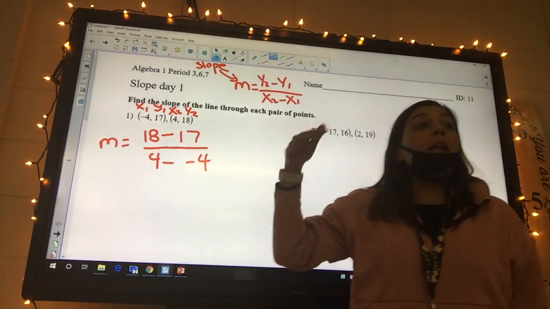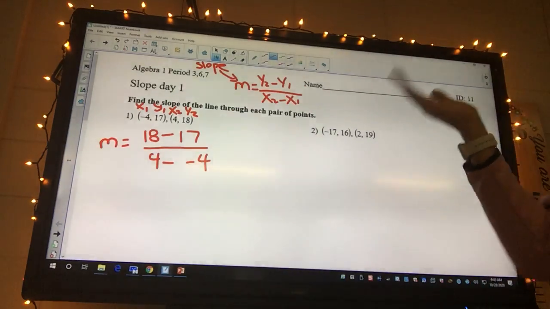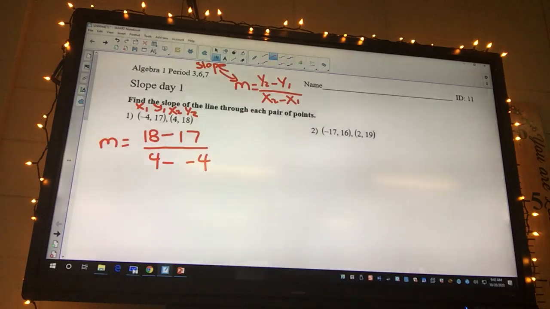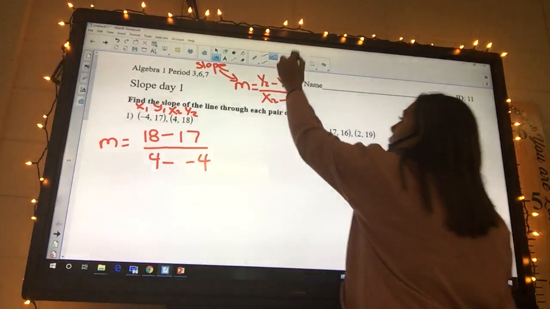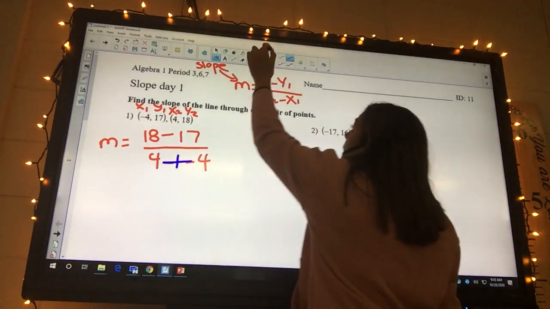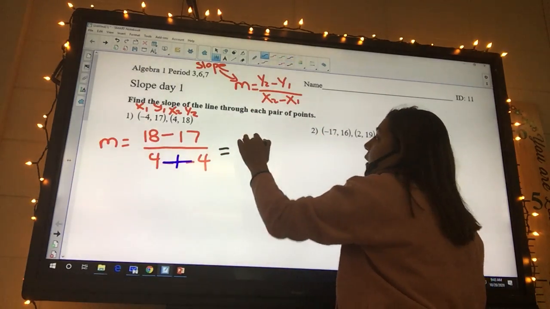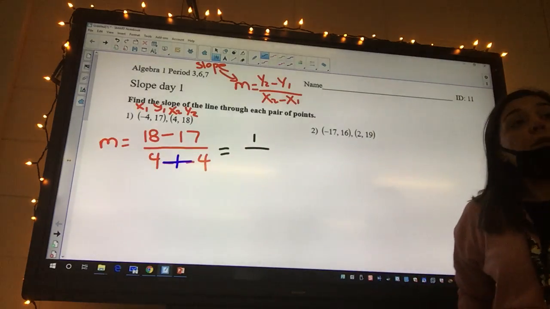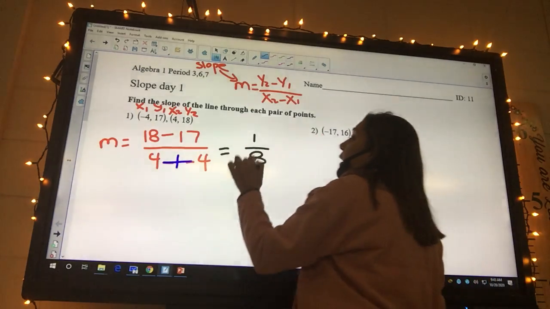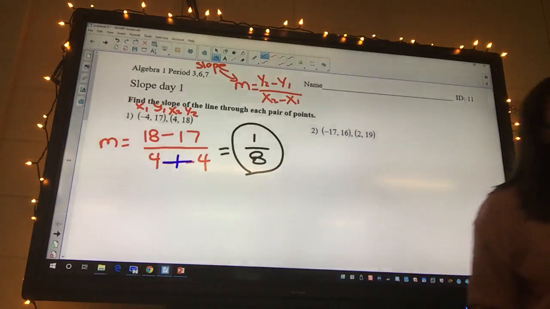And then my point is a negative. What's a minus minus really though? Positive. It's really a plus. So you could change this one to a plus, and so you're going to have 18 minus 17, 4 plus 4, going to be 8. Our slope is 1 over 8.